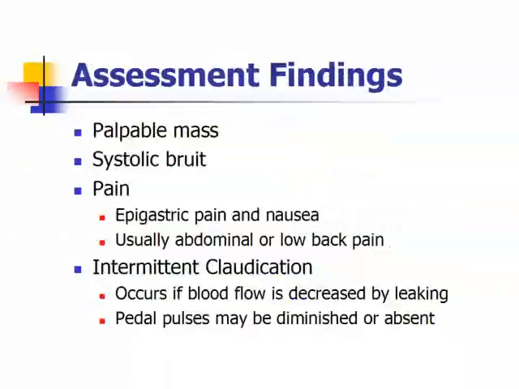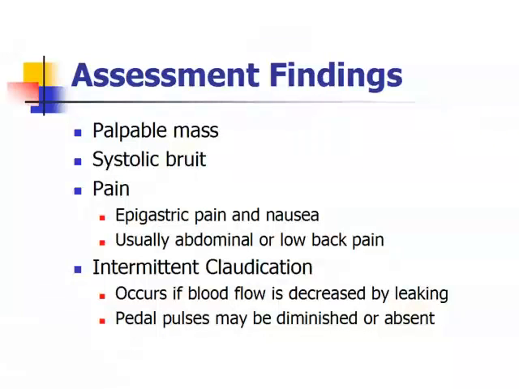On assessment, there may sometimes be a palpable mass, especially if the patient has an abdominal aortic aneurysm, and if it's a particularly large one. The patient may also have a systolic bruit that's heard upon auscultation. The patient may develop pain in the epigastric area and nausea, or may have abdominal or low back pain, and the patient may have symptoms of intermittent claudication, because the blood flow is being impeded to the lower extremities, and due to this the pedal pulses may be diminished or absent.